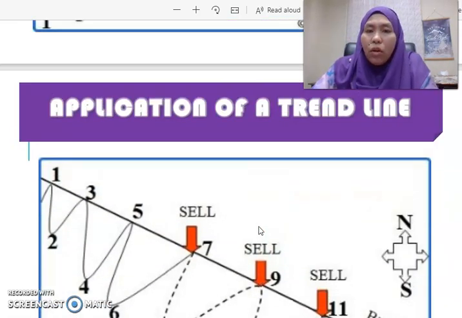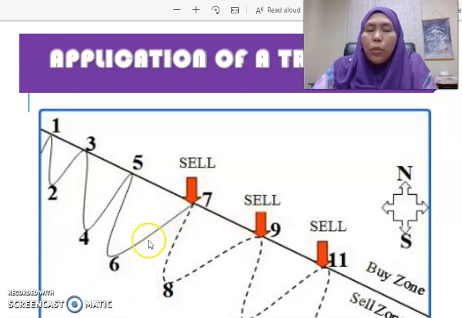Whereas for the application in a downtrend, whenever the price touches the downtrend line, for example here, this is a selling point. So we buy somewhere here, we sell somewhere here.